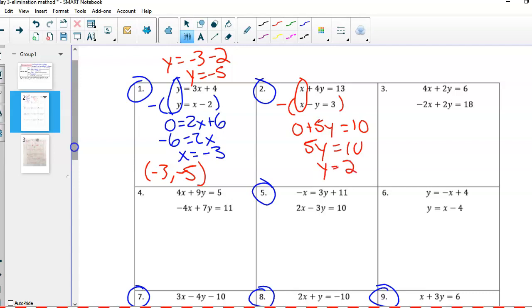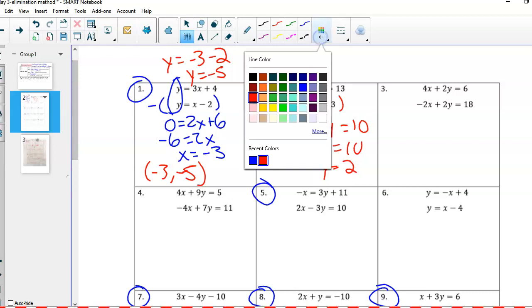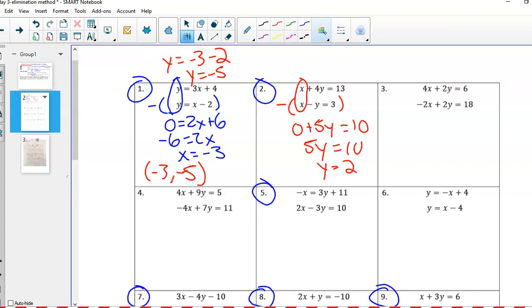We're going to put this back into one of the equations. It does not matter which one. I'm going to put this into the bottom. You need to put y into the equation. I believe in you, Kobe.